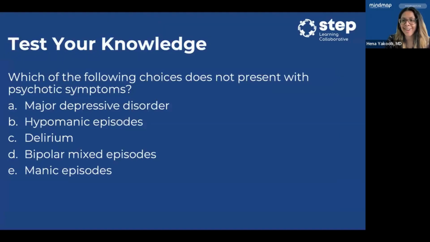So we are just going to start with a question. And I think this is a new feature for us, so bear with us. Hopefully this will work okay.